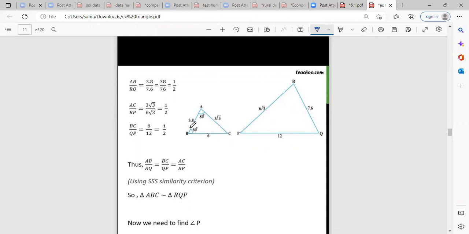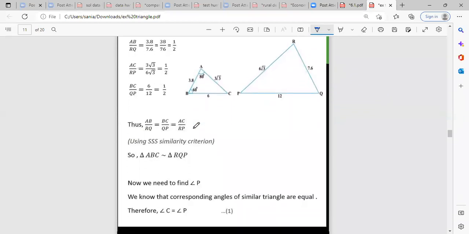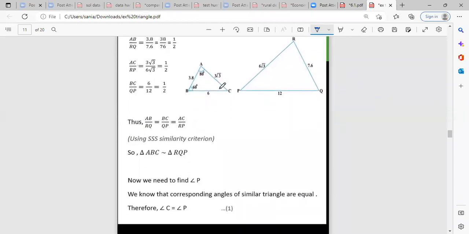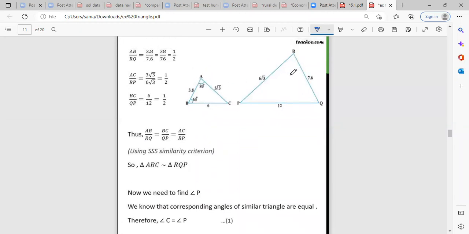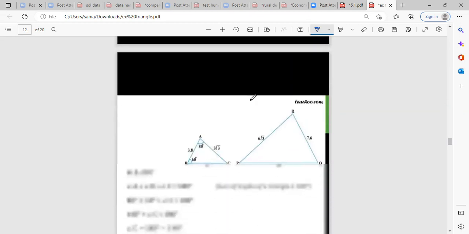Okay, so now over here you are saying that AB and RQ correspond. So this means angle B is equal to angle Q, and angle C is equal to angle P. So with this, can you find this C? Once you get C, you can write that these are equal. So you will find C.